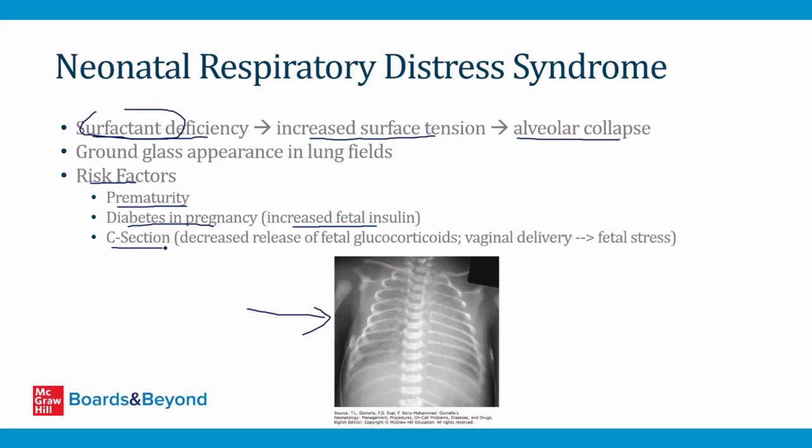And then lastly, babies born by C-section are at higher risk of this condition. That's because they don't get the stress of vaginal delivery, and so they don't get the surge of glucocorticoids that is normally associated with vaginal delivery. And for this reason, they sometimes can develop this condition because those glucocorticoids coming from the adrenal glands in the baby are helpful to prevent the neonatal respiratory distress syndrome.